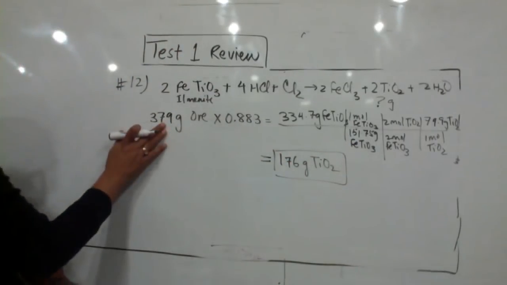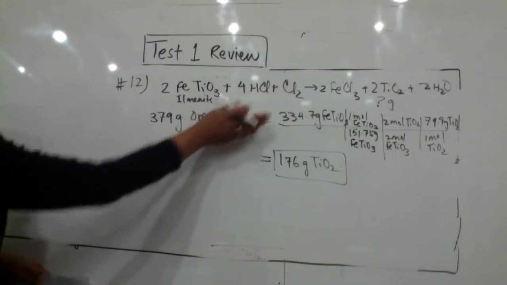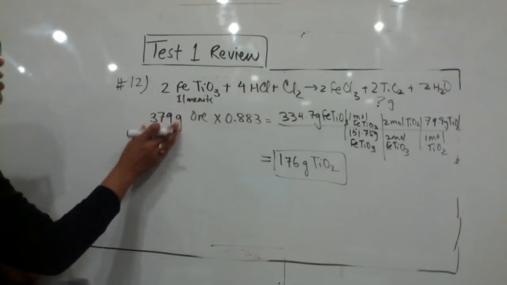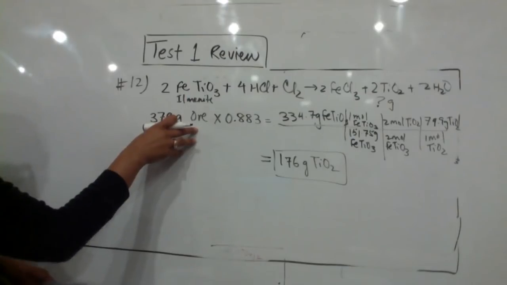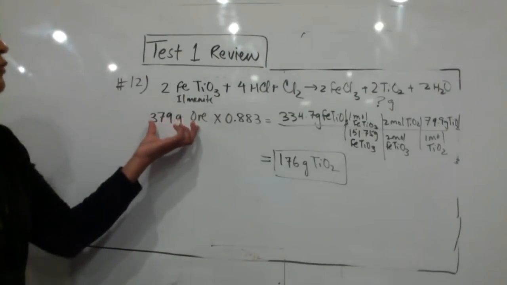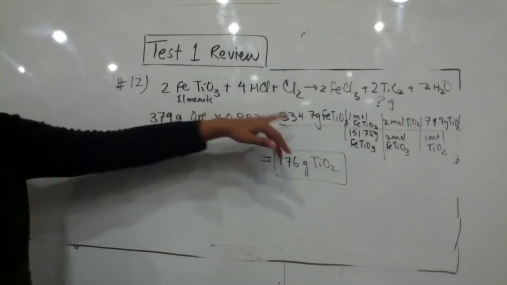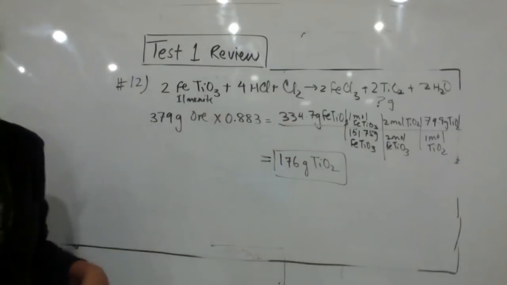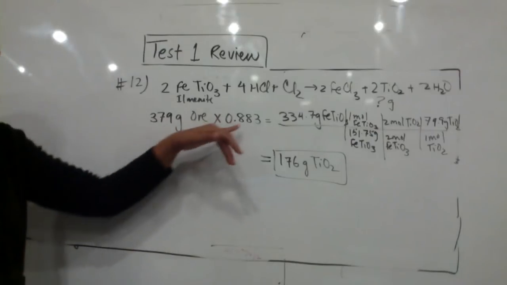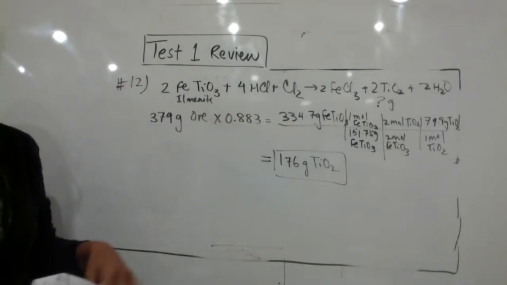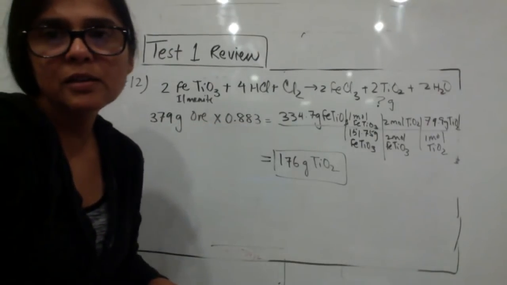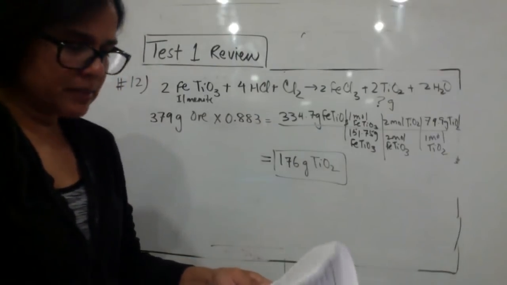So if all of the ore was ilmenite, you did not have to do it. But only 88.3% of the ore is ilmenite. So you need to figure out in 379 how much ilmenite is present. Once you figure out ilmenite, then you convert it to moles, use mole conversions. But the percent purity plays a role in there. That was number 12.